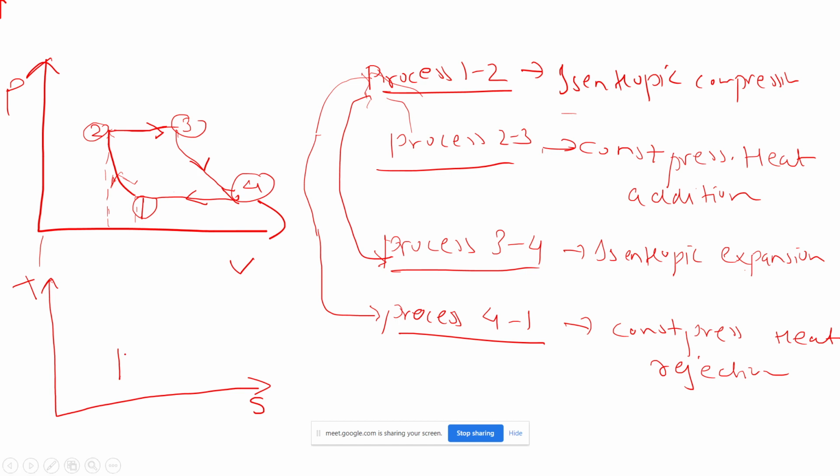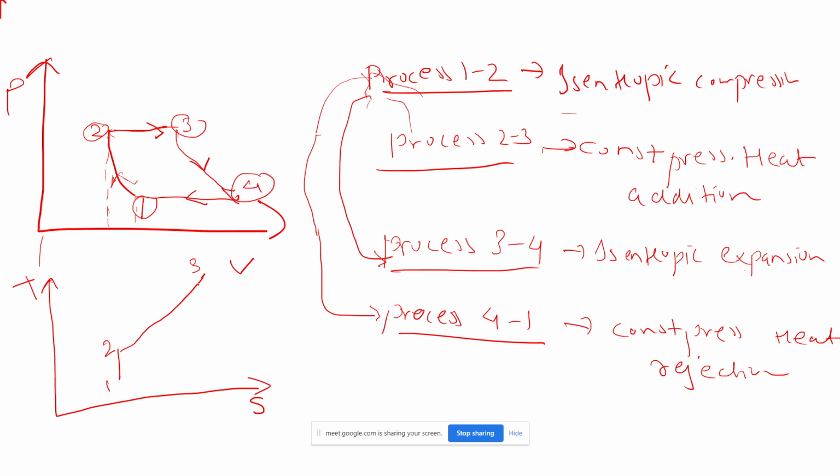Okay. And from 2 to 3, what is happening? Heat addition is taking place at a constant pressure. Because of heat addition, temperature is increasing. That's why our curve will be increasing. Now, this will be point 1, point 2, this will be point 3, and from point 3 to point 4 isentropic expansion is taking place.